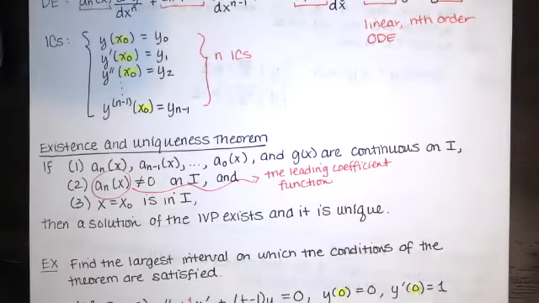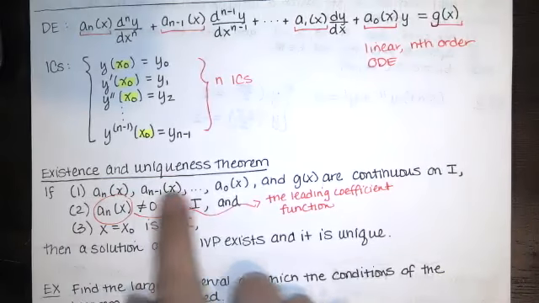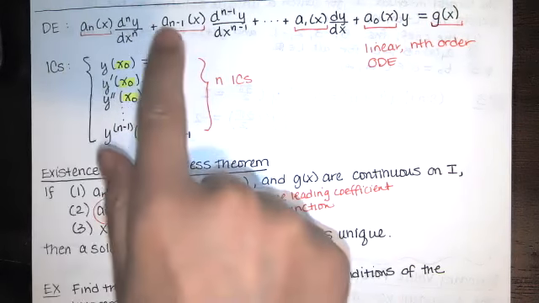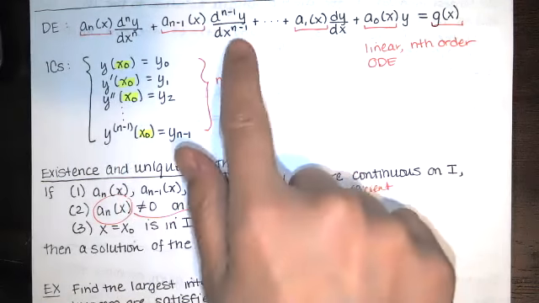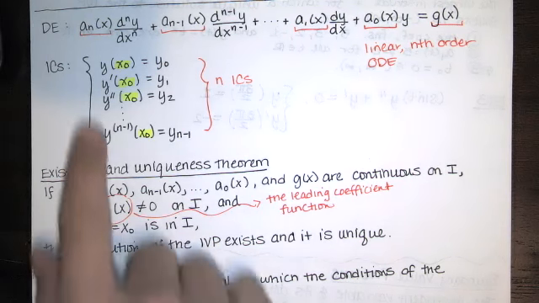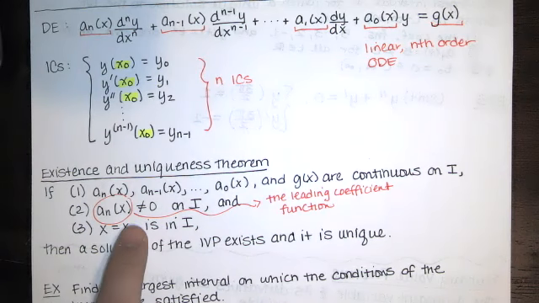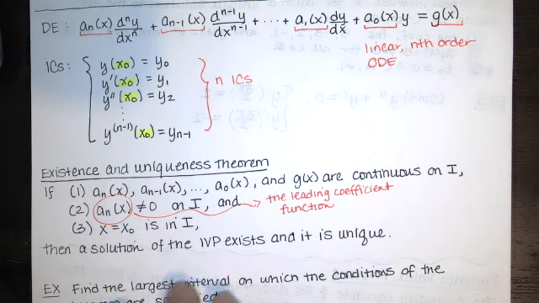Now let's talk about existence and uniqueness for the solution of this IVP. If those coefficient functions, so a sub n of x, a sub n minus 1 of x, the functions in front of y and y's derivatives on the left-hand side, and the function on the right-hand side are continuous on an interval I, and the leading coefficient function, which is denoted by a sub n of x, is non-zero on the interval I, and x equals x naught, that's the x value that's given to us in our initial conditions, is on the interval I, then we're guaranteed that a solution of the IVP exists and it's unique.